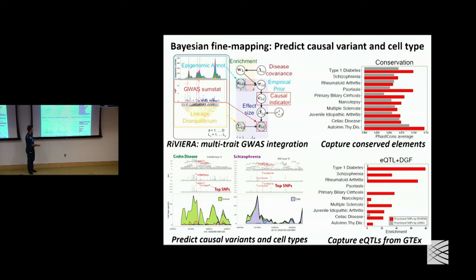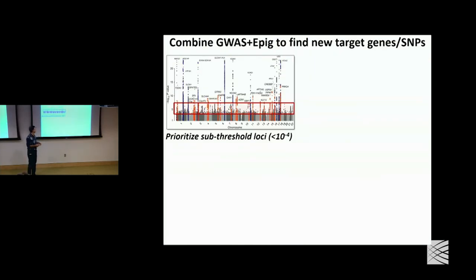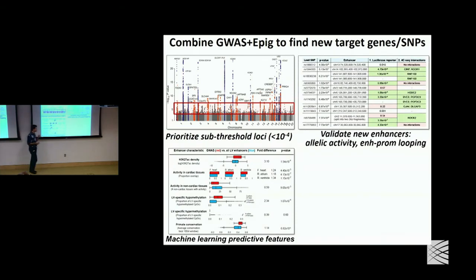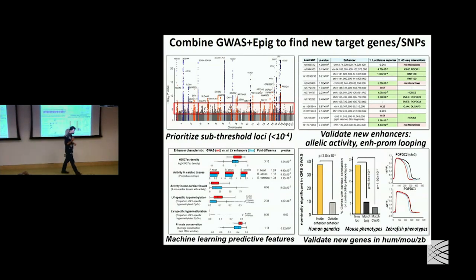And then these SNPs are much more enriched than GWAS SNPs for all kinds of functions like evolutionary conservation or eQTLs or digital genomic footprints and so on and so forth. So we can go in individual loci and start prioritizing the SNPs that are more likely to be causal. But we can do something else as well. We can actually start discovering novel loci.